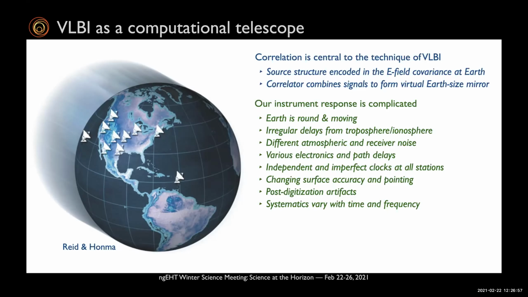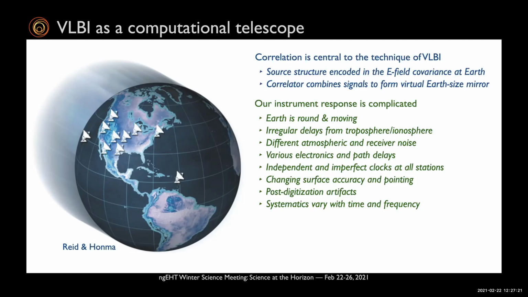We have different atmospheric receiver noise at all the sites, various electronics and path delays from different signal paths, independent and imperfect clocks at all the stations. So in VLBI, we need independent clocks. We can't really distribute easily a coherent clock to all of the telescopes. And those change, and those have their independent characteristics.